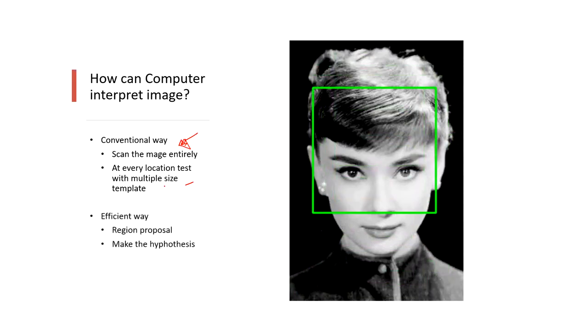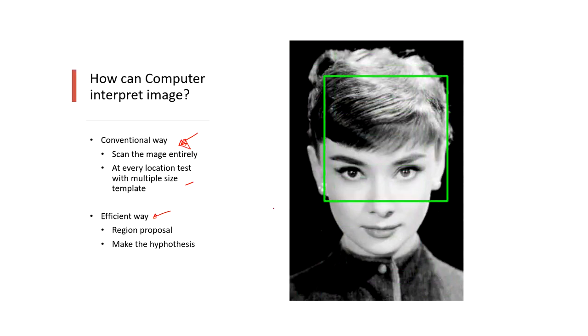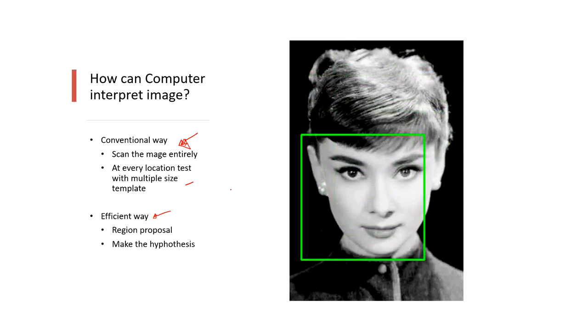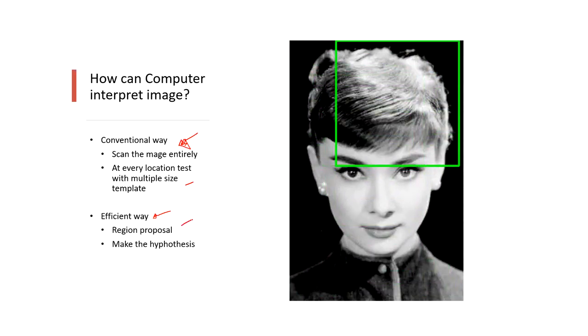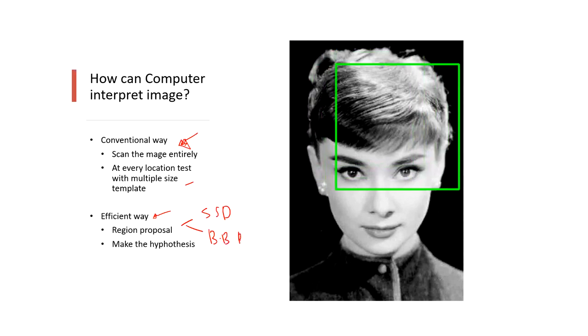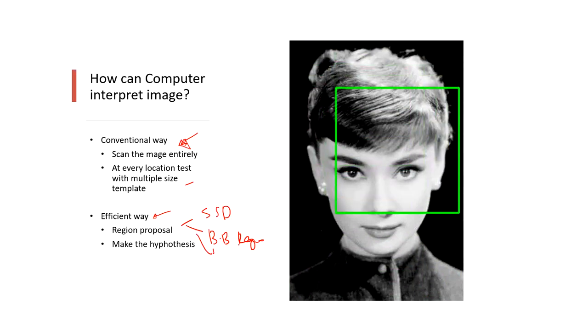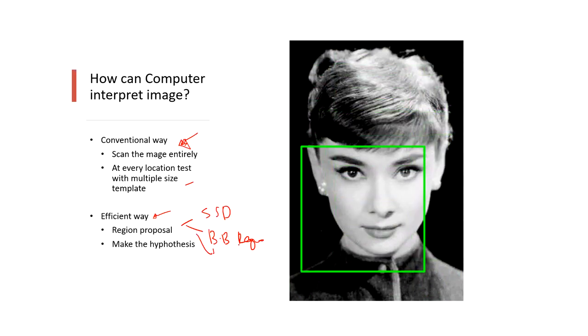The current method in order to perform this operation, what we call the efficient way, is by using the region proposal method. Region proposal means that you don't have to scan the entire image in order to extract objects of interest. Some of the well-known methods are SSD, single shot detectors, second is based on bounding box regression, and then the YOLO, you only look once algorithm, extracts the objects of interest from the image in a very fast way.